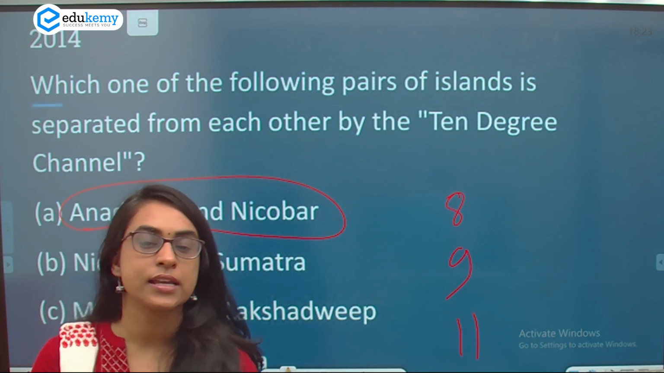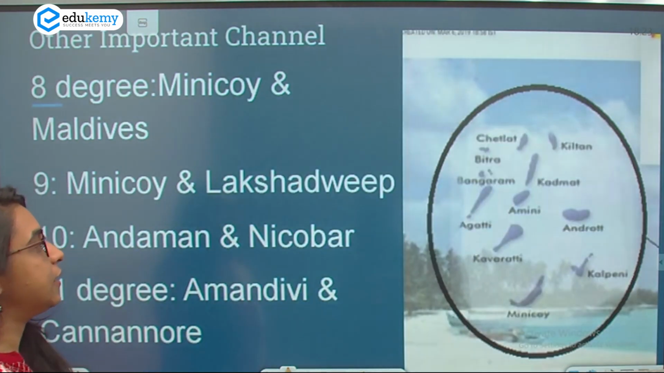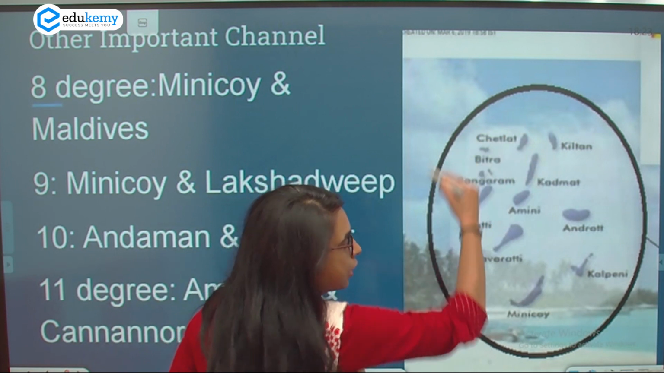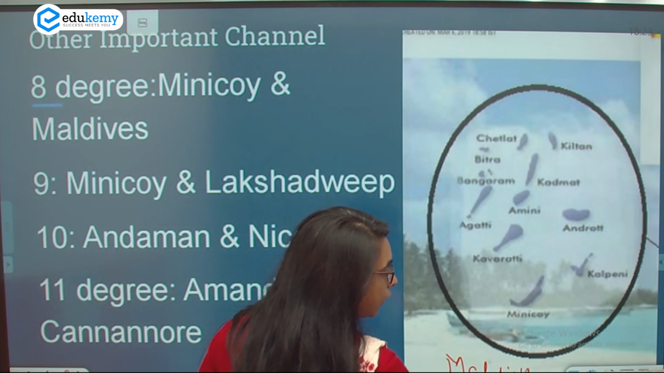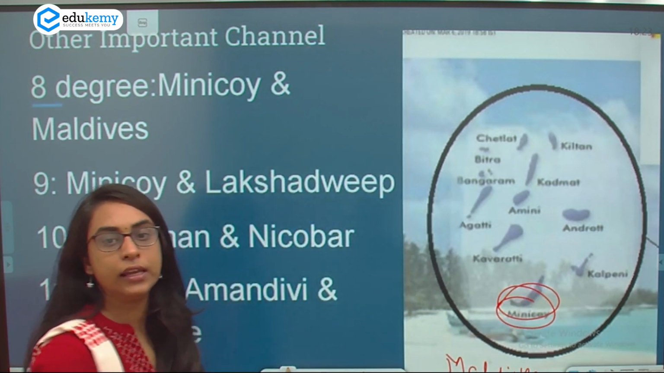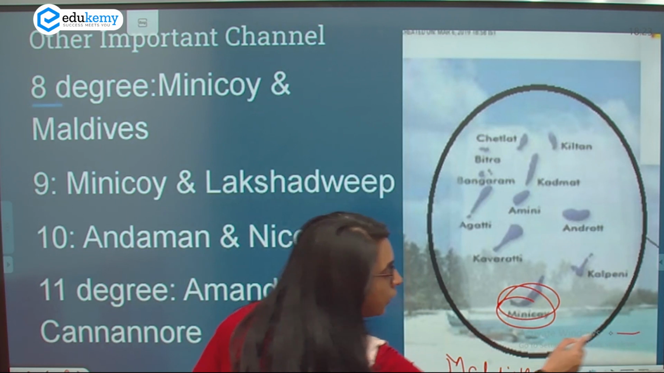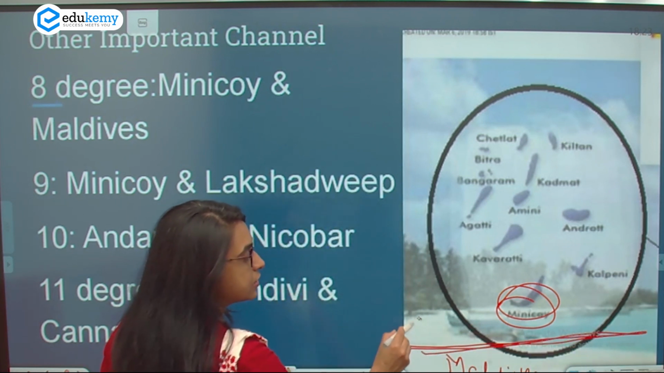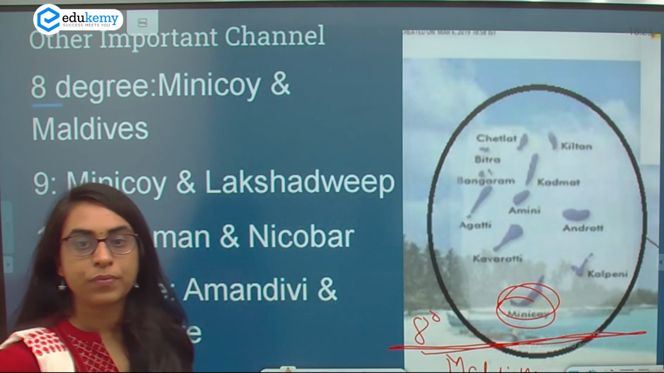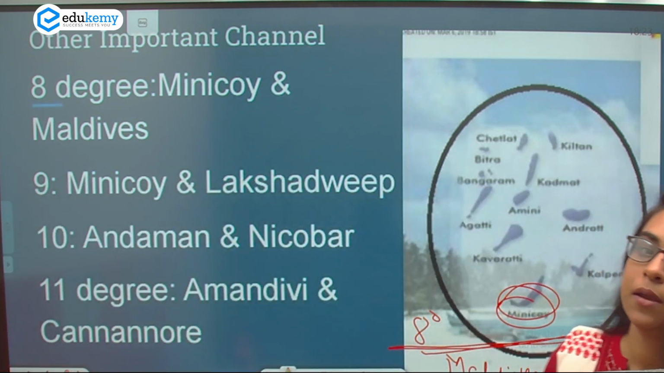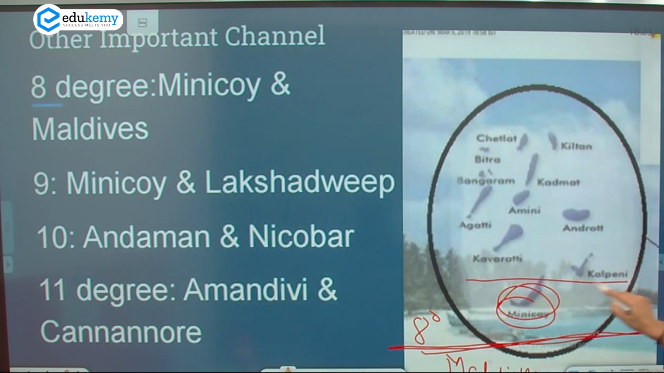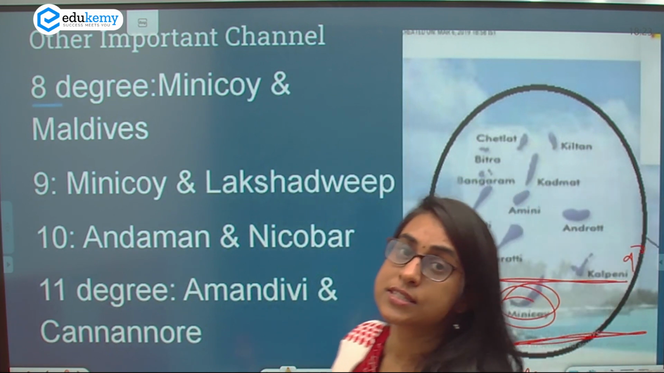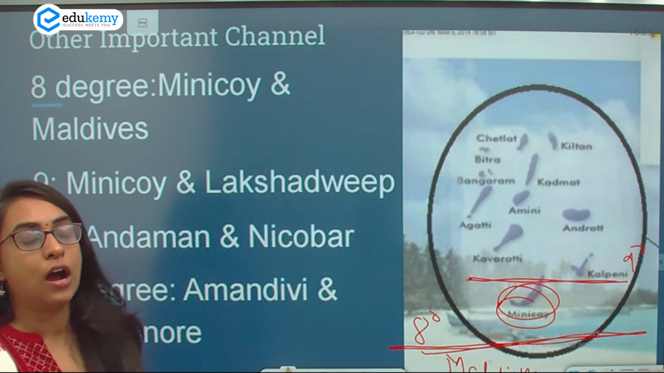If I have to analyze the 8-degree channel, here this is the Lakshadweep that is being shown, and here is your Maldives. So between this is Minicoy island in the Lakshadweep. Here between the Maldives and Minicoy is the 8-degree channel. So the 8-degree is between Minicoy and Maldives. Between Minicoy and the other islands of Lakshadweep, you have the 9-degree channel. And the 10-degree, we've already seen via PYQ, is on the Andaman and Nicobar.